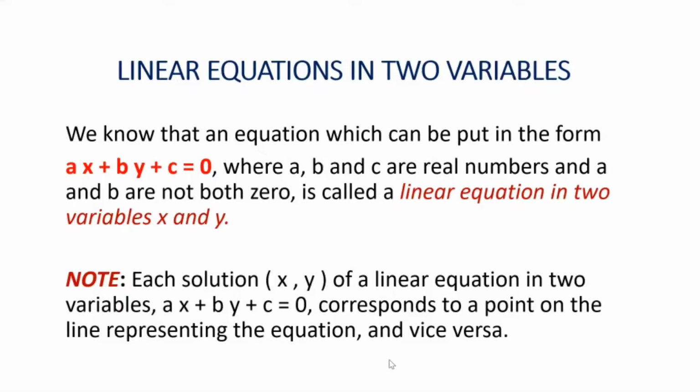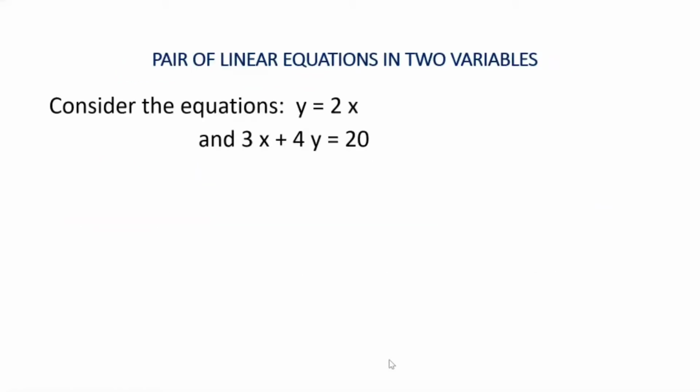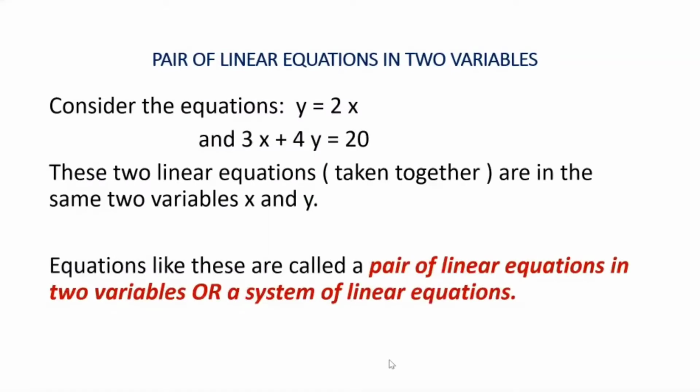Whenever we have an equation, and we plot it on a graph, every point on the line representing this equation is a solution of this equation, and every solution of this equation will be lying on the line that will be representing this equation. Let us consider two equations: y is equal to 2x and 3x plus 4y equal to 20. So these two equations are in the same variables x and y. Equations like these are called a pair of linear equations in two variables or a system of linear equations.